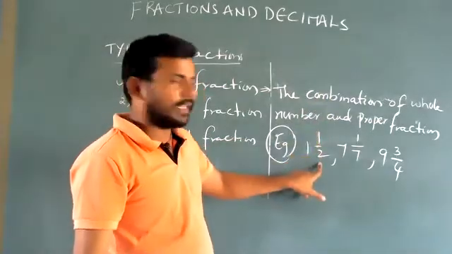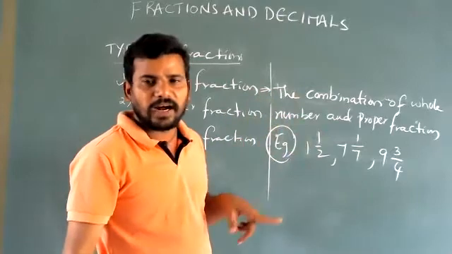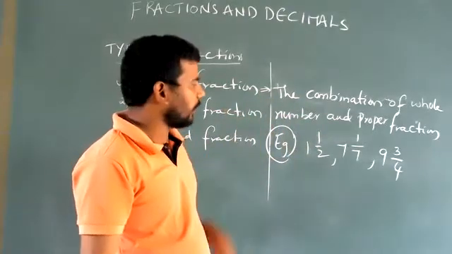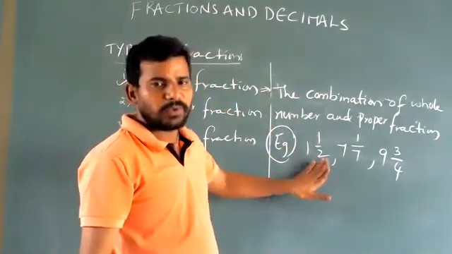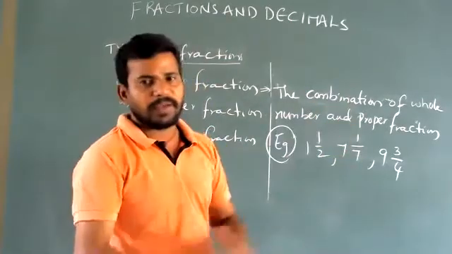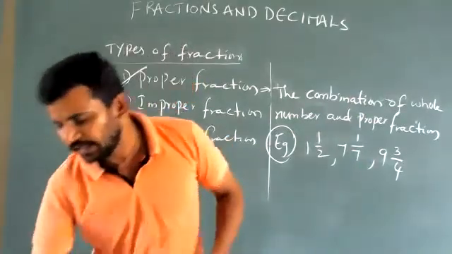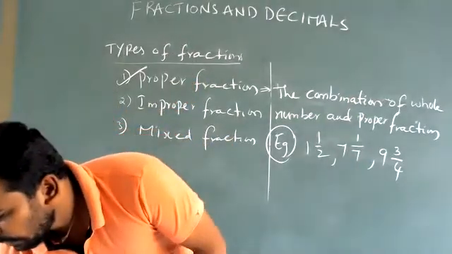So 1 is less than 2. Numerator is less than the denominator. So the type of fraction is called what, children? Proper fraction. So 1 1 by 2 is an example of mixed fraction. 7 1 by 7, 9 3 by 4 are examples of mixed fractions. Clear?